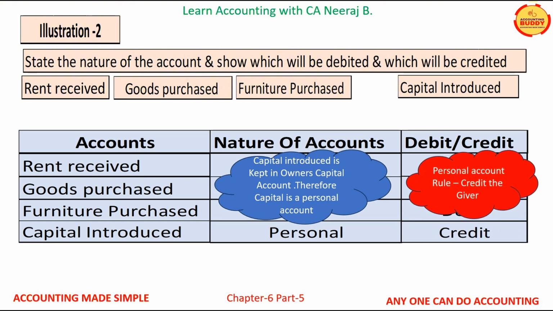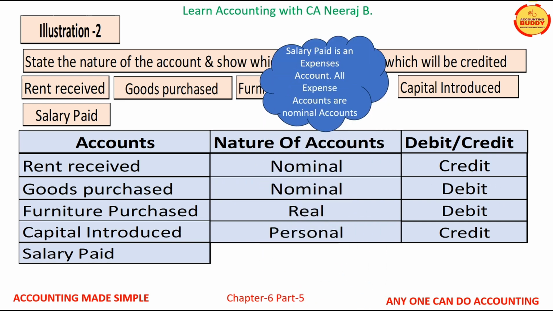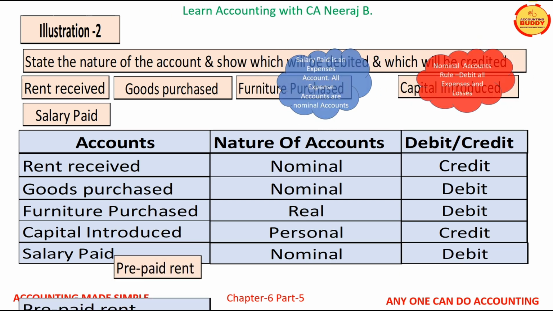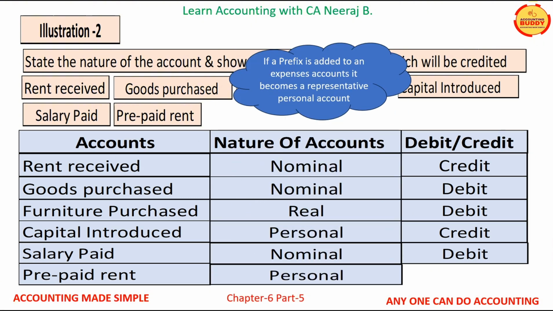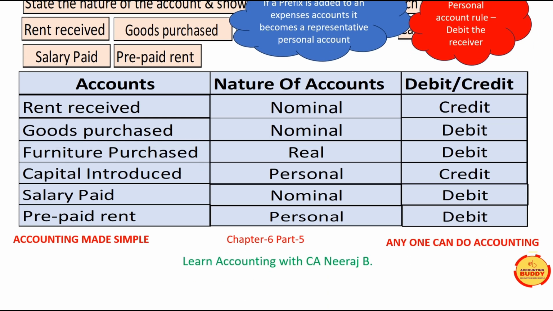Transaction number 5 is salary paid. Salary is an expense account, therefore it is a nominal account. As per the rules of nominal account, all expenses are debited. Transaction number 6 is of prepaid rent. Prepaid rent is a personal account. And the rule of personal account is debit the receiver.